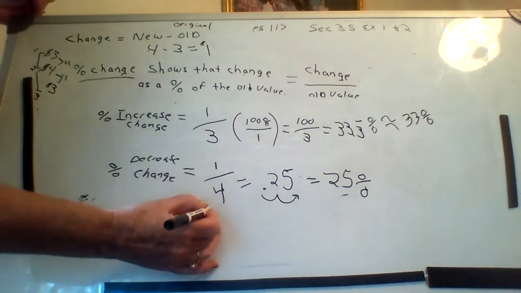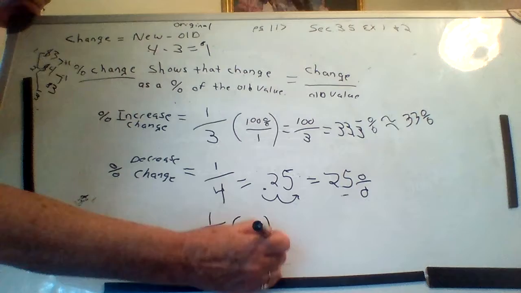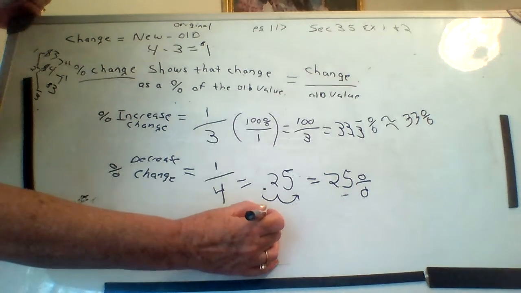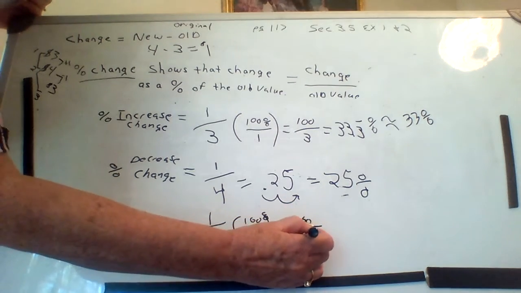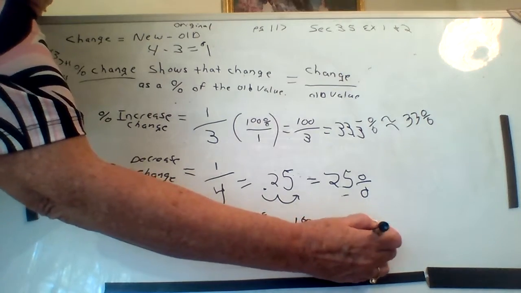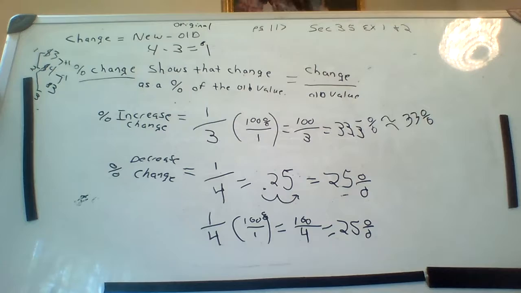In fact, let's just show you again. If I took that and I multiplied it by 100%, I'm going to get 100 over 4. Well, 4 goes into 100 25 times, and we're dealing in percents. So you get the same answer, right?